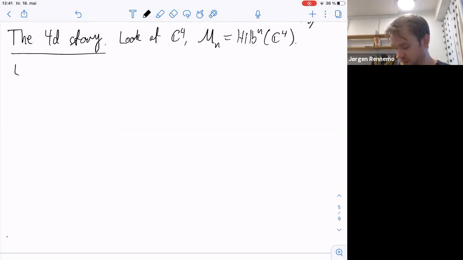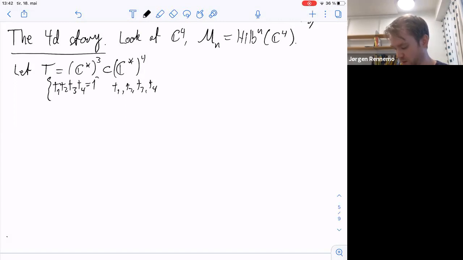So we still have, so we let T, the torus in this picture, still be the three-dimensional torus. So here you have parameters T1, T2, T3, and T4, and the torus we're acting by is the one where the product of these is 1. So you impose this condition, which means that the torus you're acting by preserves the volume form in C4. So another way of saying this is C4 is equivariantly Calabi-Yau.